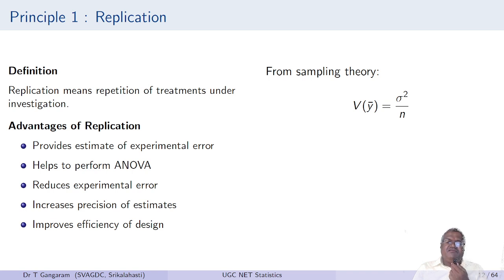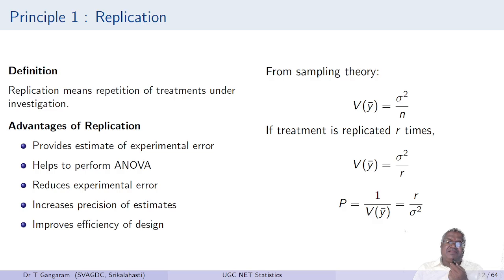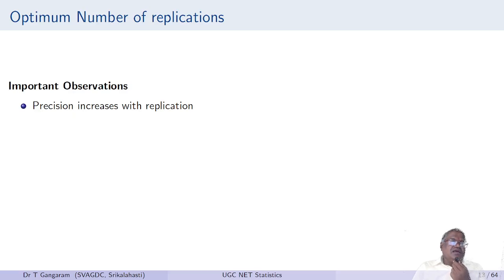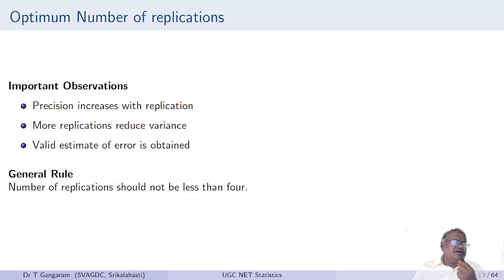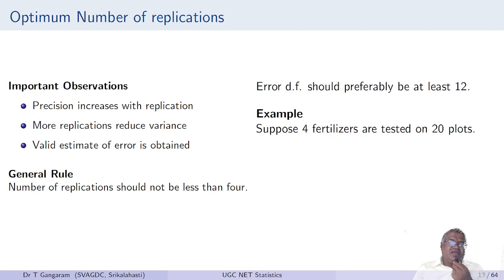From sampling theory, variance of y bar is equal to sigma square by n. If treatment is replicated r times, variance of y bar is equal to sigma square by r, where p is equal to r by sigma square. Optimum number of replications. Precision increases with replication. More replications reduce variance. Valid estimate of error is obtained. The general rule is the number of replications should not be less than 4. Minimum, there should be 4 replications. Error degrees of freedom should preferably be at least 12.